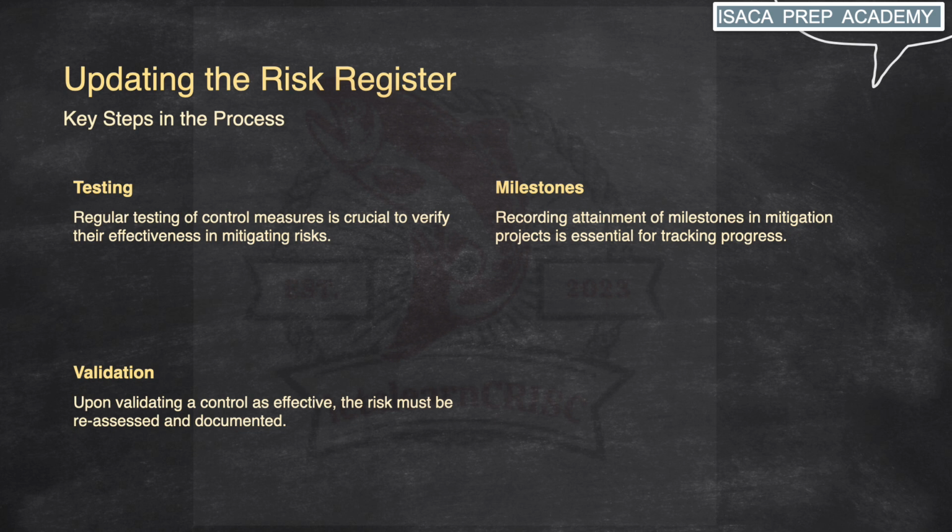Friends, by documenting milestone achievements, organizations can monitor progress in real time, identify delays or obstacles, and hold team members accountable for meeting deadlines and delivering results.